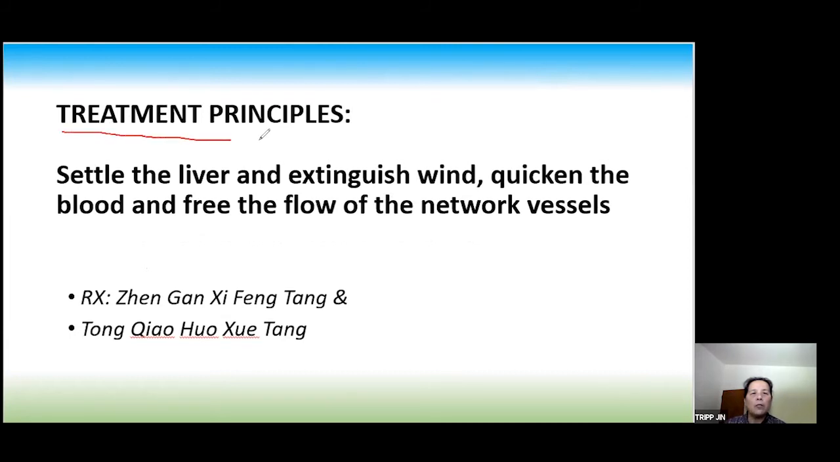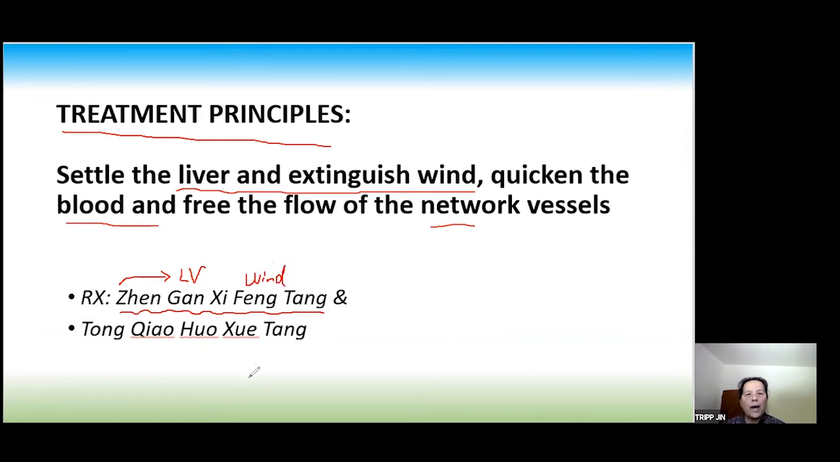The treatment principle for this one, we still soothe the liver and extinguish the wind, and move blood and open the channels. The formula we use, 镇肝息风汤, that's one formula. 肝 is liver. 镇肝 means calming or soothing the liver. 息风 is to extinguish the wind. So that's especially working for internal wind conditions.